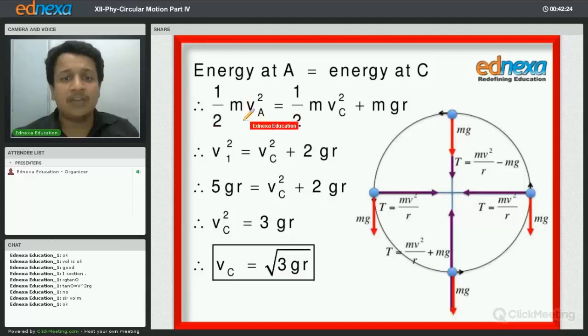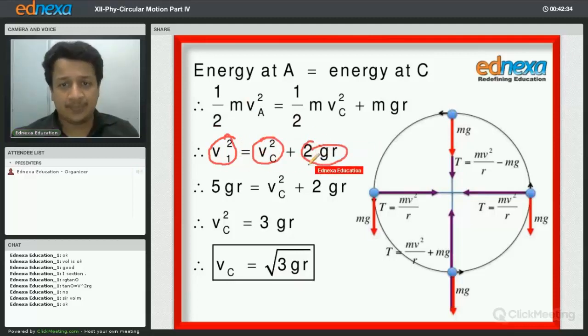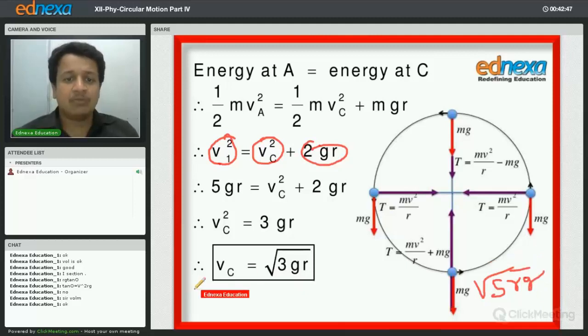If you multiply with 2, then after multiplying with 2, it will become VA square is equal to VC square plus 2gr. Let's put the value of VA square. What is the value of VA? VA is root 5 rg, no? So after putting it and its square, it will become 5gr. So 5gr is equal to VC square plus 2gr.